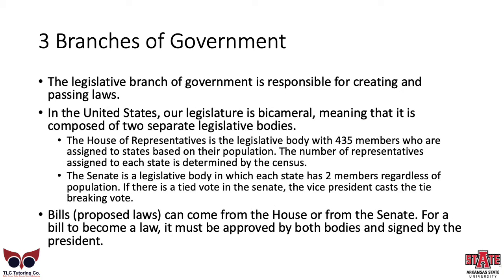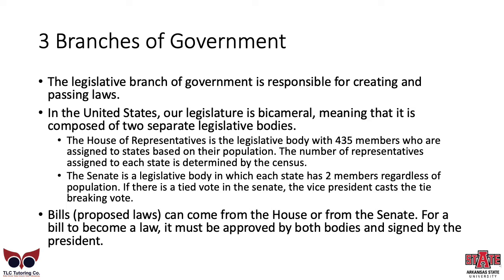3 branches of government. The legislative branch of government is responsible for creating and passing laws. In the United States, our legislature is bicameral, meaning that it is composed of 2 separate legislative bodies. The House of Representatives is the legislative body with 435 members who are assigned to states based on their population. The number of representatives assigned to each state is determined by the census.